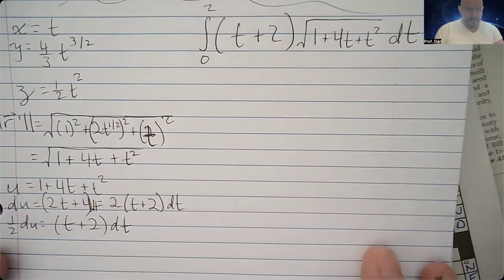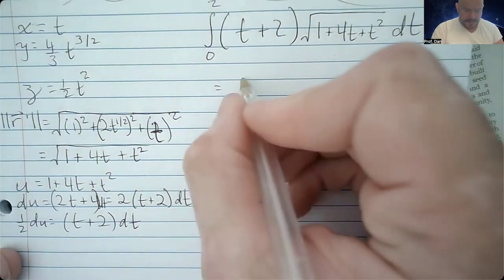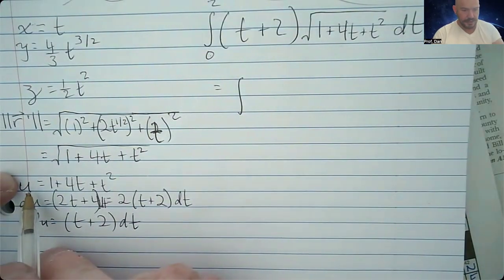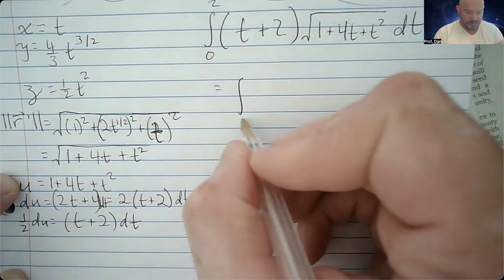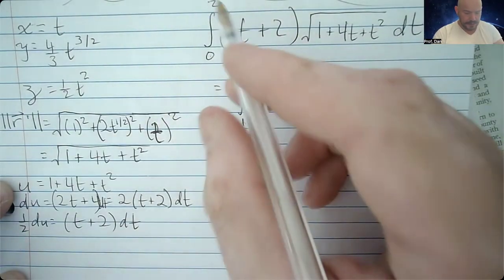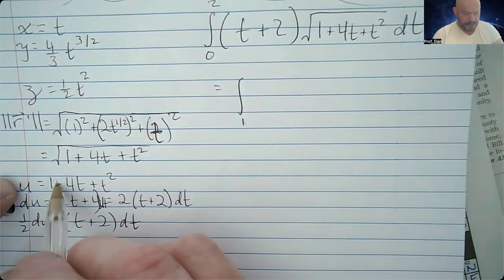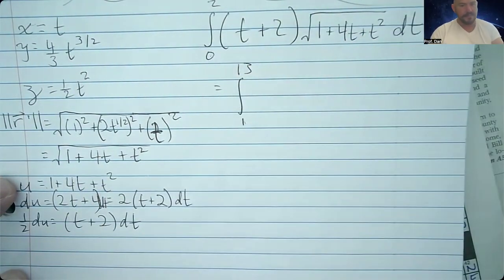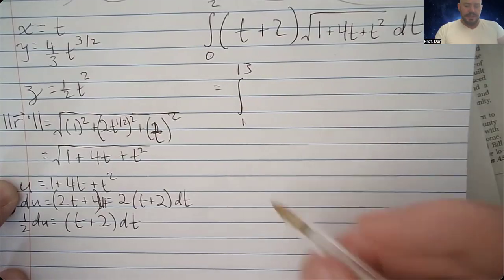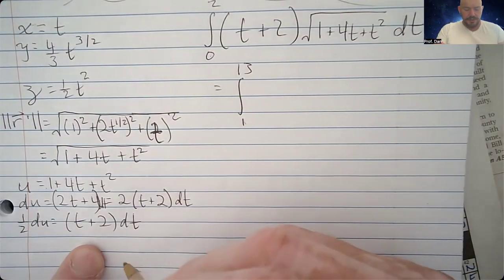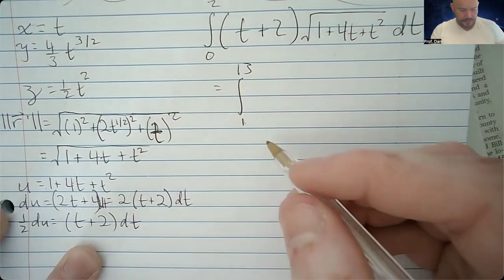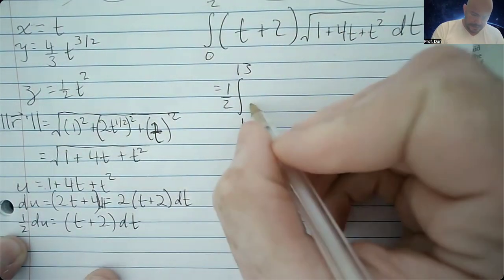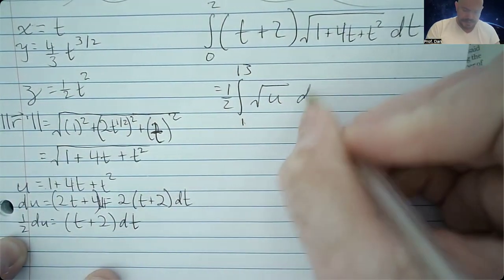So now I can make my substitutions. Remember, you have to adjust your bounds. So I'm going to plug 0 into my u equation. I get 1. Then I plug 2 into my u equation. 1 plus 8 gives me 9, plus 4 gives me 13. Then I make my substitutions within the integral. So the 1/2 I can pull out front, and this will be the square root of u du.